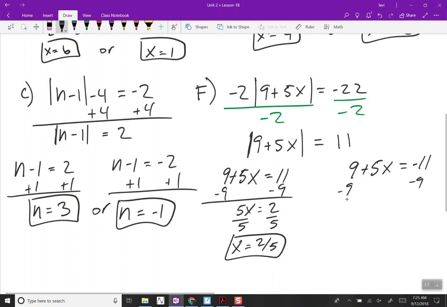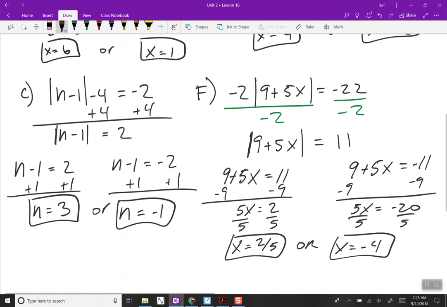Subtract 9. 5x equals negative 20. Divide by 5. X equals negative 4. So x equals 2/5 or x equals negative 4. So that was F. G and H are very similar problems. Let's do H.